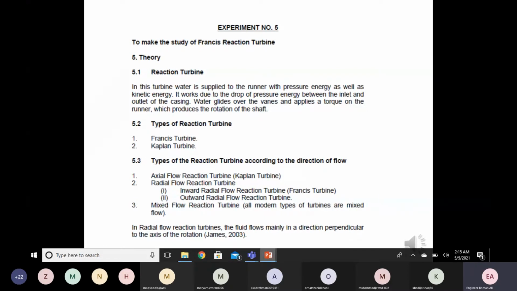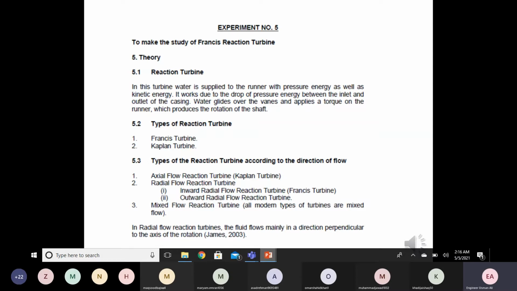So, in case of outward radial flow reaction turbine, the centrifugal pump is the best example of it, because it is just like a centrifugal force. So water enters the center of the runner, and moving radially it leaves from the outside of the runner. This is called outward radial flow reaction turbine. So flow is from the center towards the outside, outward radially, that is the outward radial flow reaction turbine.